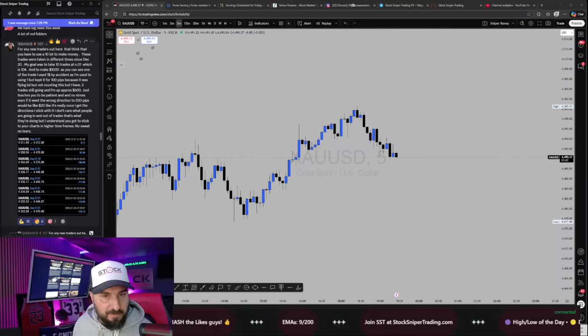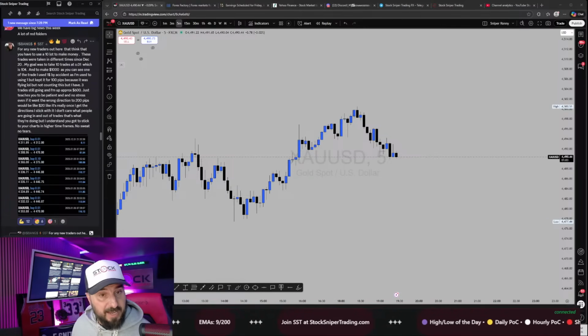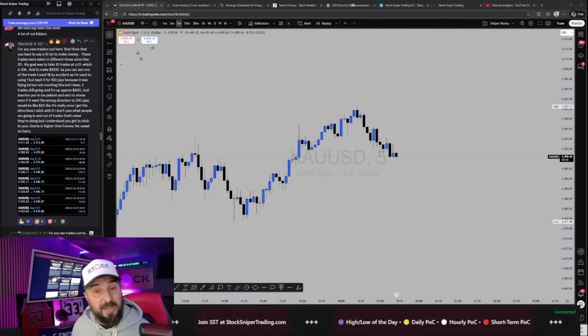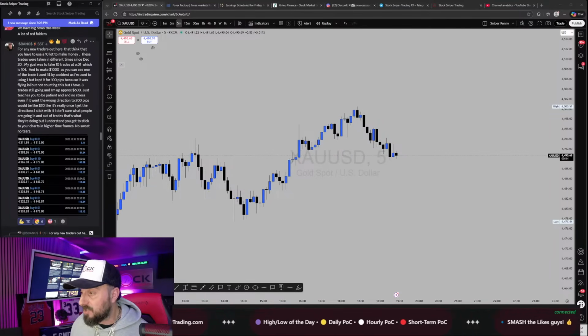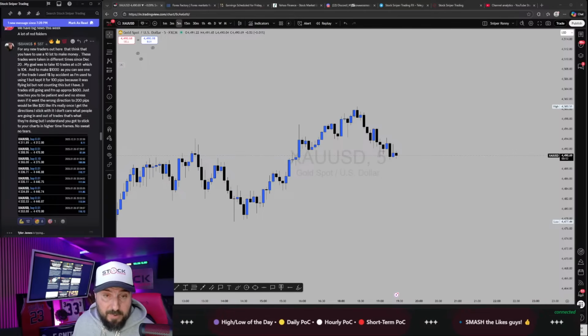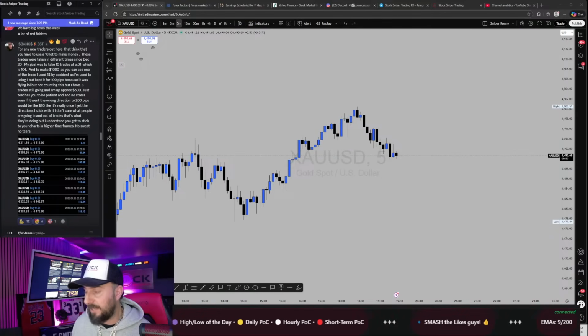I'm not going to read all of this real quick, but 3 trades are still going and I'm up approximately $600. Fantastic. Just teaches you to be patient and not to stress, even if it went in the wrong direction to 200 pips. 200 pips is a significant stop loss, but if you're trading with proper risk management, you don't need to panic and things like that.